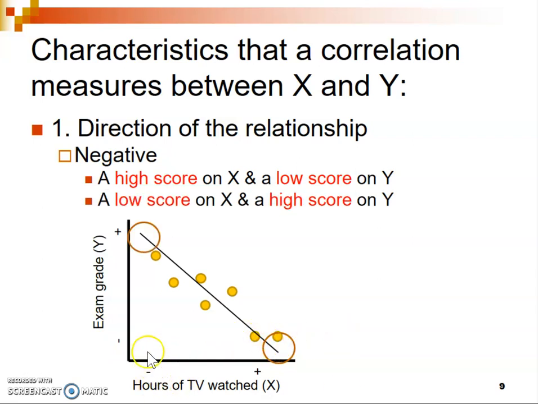Also, at the same time, if you have a low score on your X, so if you don't spend a lot of time watching TV, that's associated with a high score on Y. So you have a higher exam grade if you haven't watched a lot of TV. Sometimes this is also called an inverse relationship, which just refers to the fact that if you have one thing that's high, you have the opposite, or inverse, value on the other. A high on one is always going to be related to a low value on the other. So that's an inverse relationship or negative relationship.